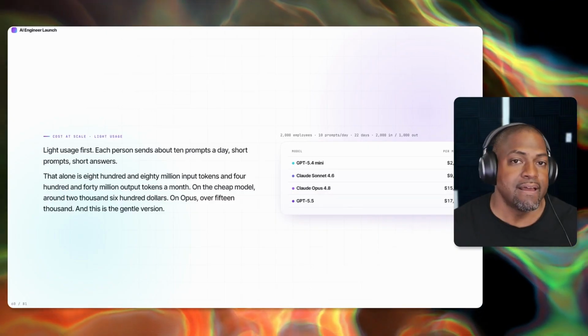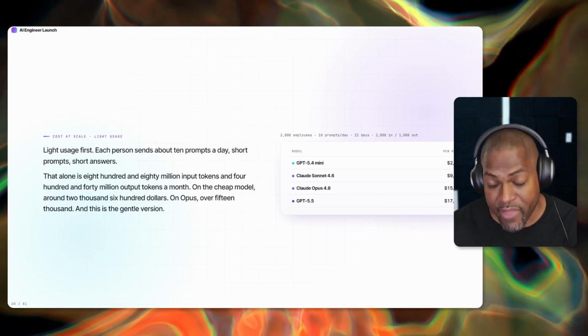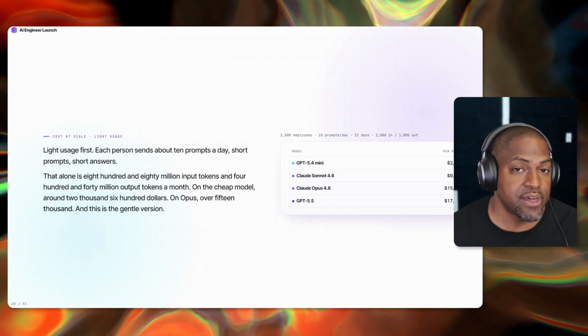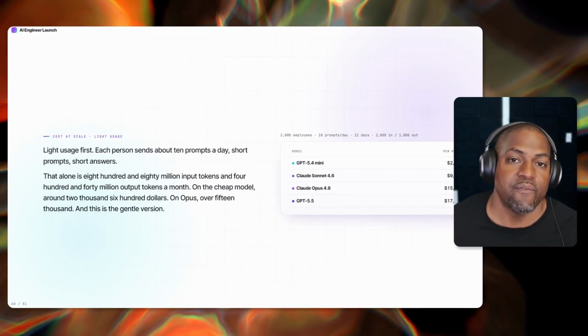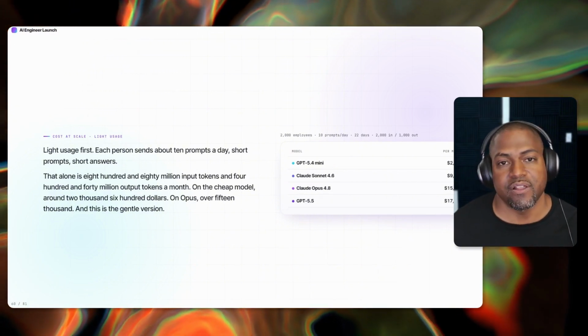GPT 5.4 mini, that's $22,640. Claude Sonnet 4.6, $9,240. And then Claude Opus 4.8, that's $15,400. And ChatGPT 5.5, that's $17,600.